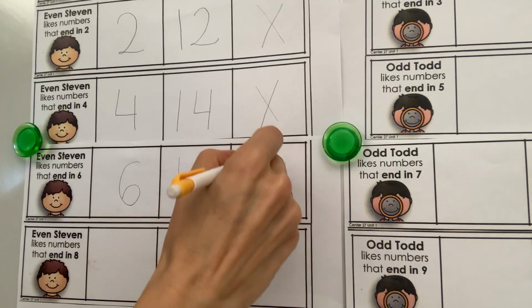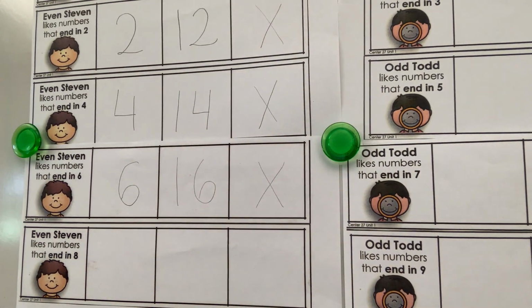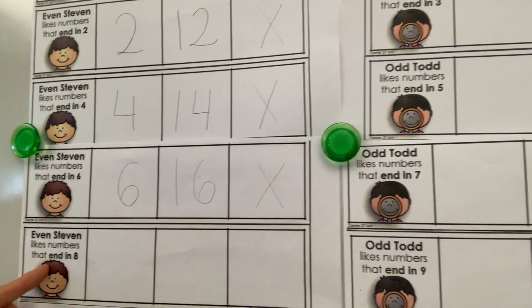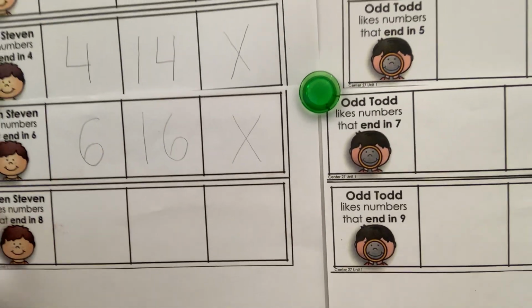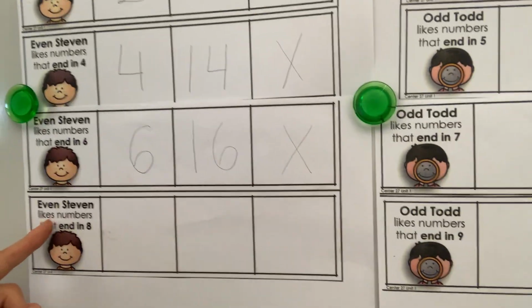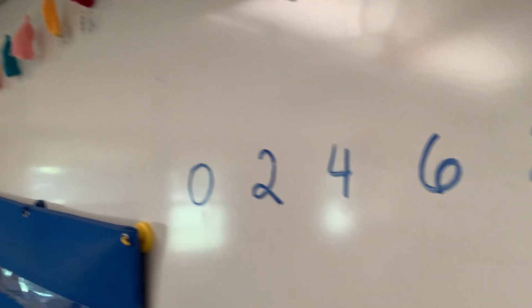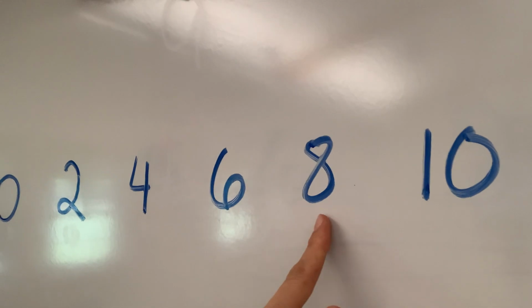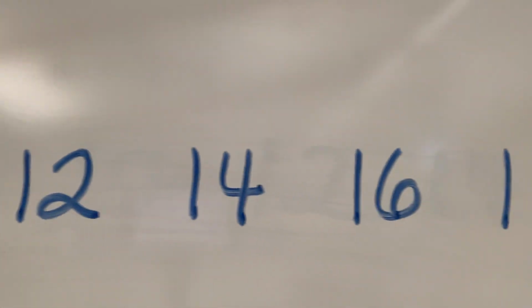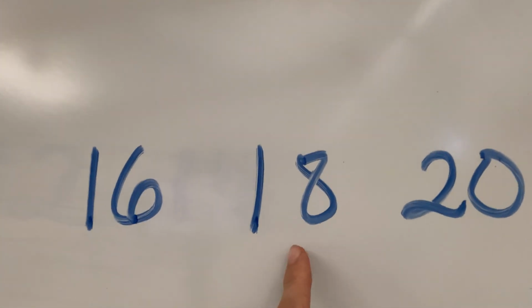No, that's it. It ends right here. There's only 2 numbers that end in 6 when we count to 20. Okay, and then Even Steven likes the numbers that end in 8. So which one ends in 8? Well, there's 8, but let's look for the other one too. Oh, right here, 18. All right, very good.